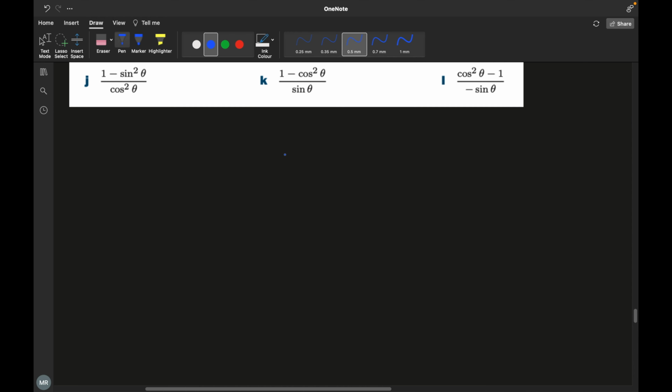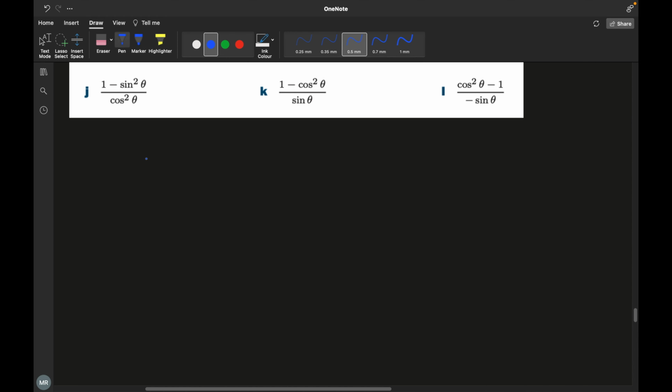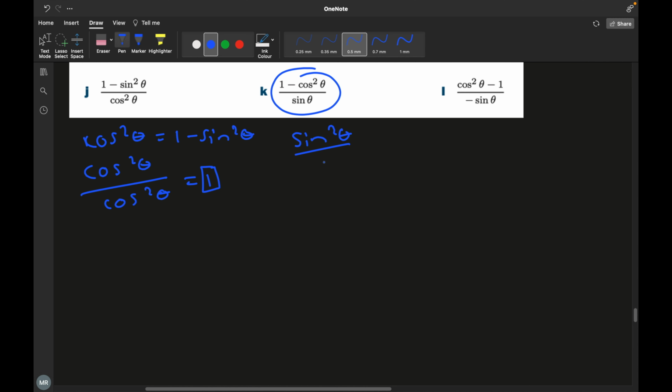Now let's look at this. We know that cos squared theta plus sine squared theta is 1. When we make cos squared theta the subject of the equation, we get the following. Now let's plug this back. We get cos squared theta divided by cos squared theta. Anything divided by itself is 1. Simple, right? Now let's do this. It's going to be the same thing. It's going to be sine squared theta by sine theta, which is sine theta.